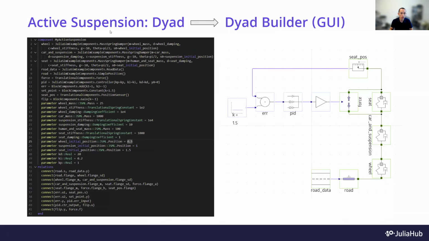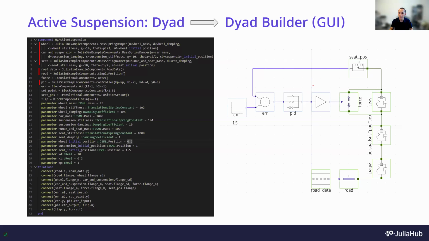Here's another example of a more complex model. Here on the left side, we have an active suspension model implemented in Dyad. This model is simply a vehicle that's moving over a road. So here you can see there's a wheel as well as the car and the seat that represents the vehicle moving over the road. We also have the road itself as well as a PID controller in the loop.